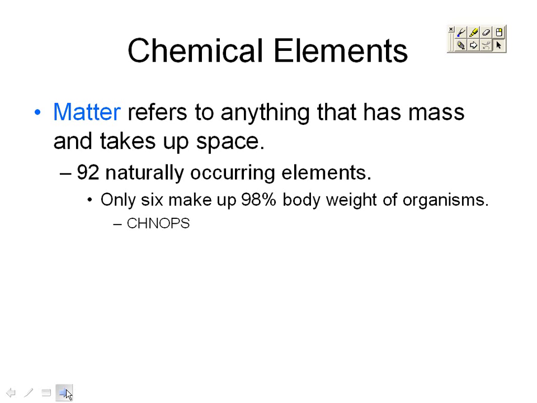There are 92 elements that make up matter that we consider naturally occurring, those that we have not chemically created in a laboratory situation, but you can go out, dig up a piece of the earth, and find these 92 naturally occurring elements. To be an element means something cannot be broken down into any substance that has different properties. When you break it into its smallest piece, it is matter. Only 6 of these 92 naturally occurring elements make up 98% of any organism.